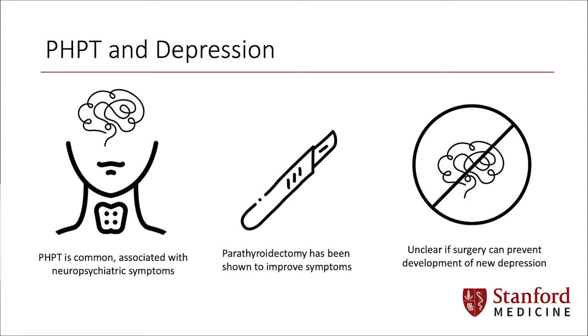So primary hyperparathyroidism is a common disorder of aging and often associated with neuropsychiatric symptoms such as depression. We know that the only definitive treatment for primary hyperparathyroidism is surgery with parathyroidectomy. And this actually can commonly improve symptoms of depression and its associated symptoms.